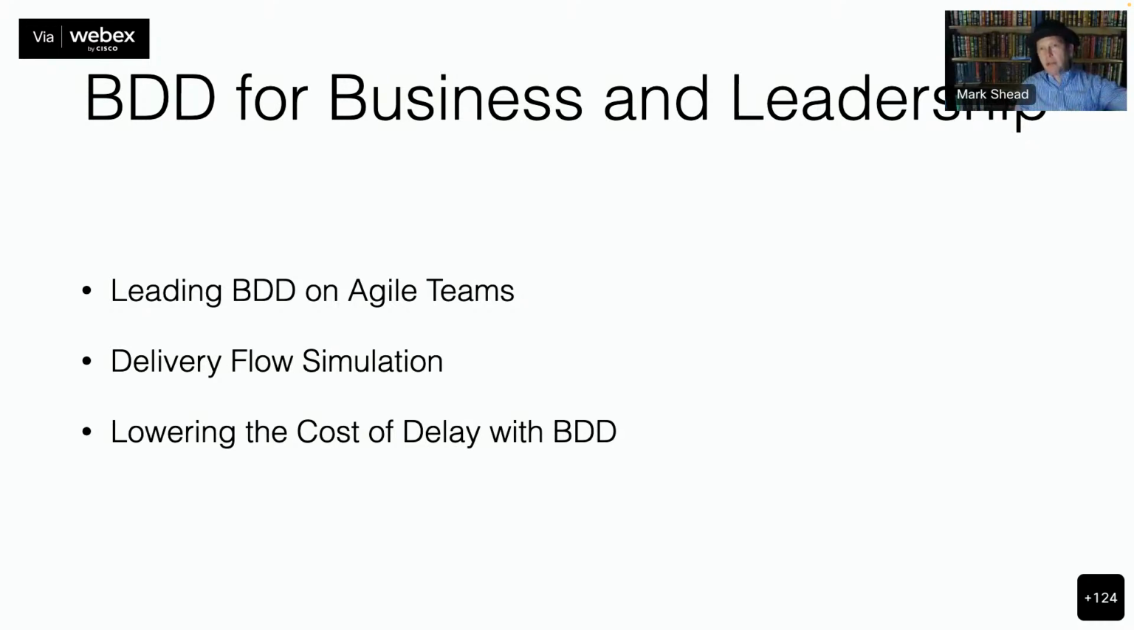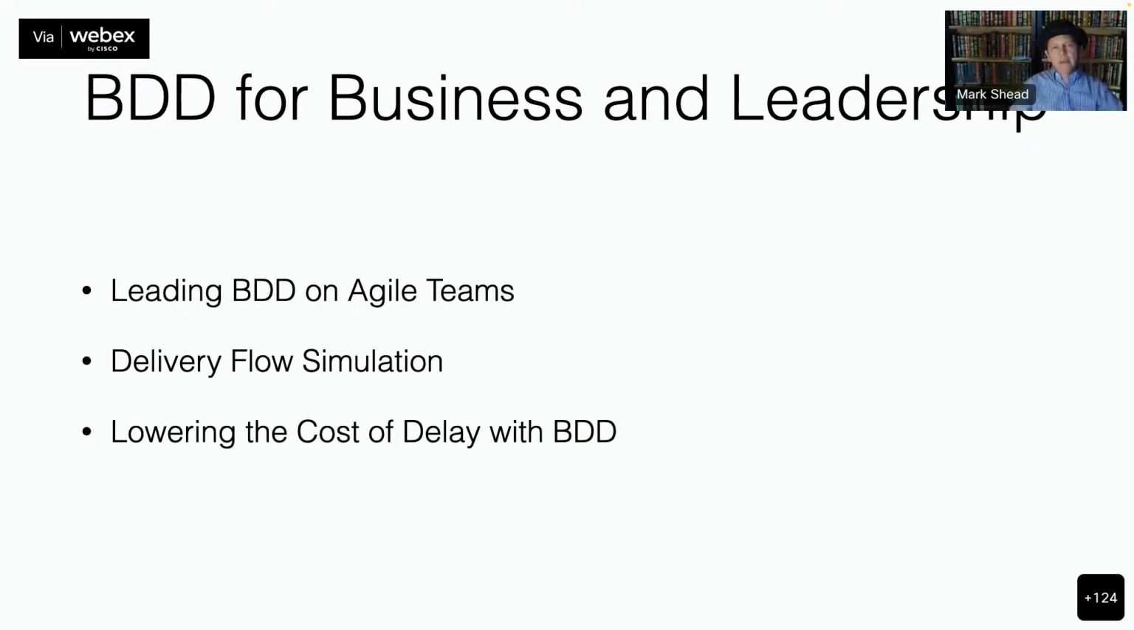And then for the business and leadership and the people that don't code, we usually try to cover leading behavior-driven development on agile teams. That's a training session I have. Delivery flow simulation. That's aimed more at business and leadership, but is also useful for anyone. Just how do we think about how flow moves through a system? We'll talk about some of this next week in the Kanban, but not do the simulation. And then look at how you can use behavior-driven development to lower the cost of delay.